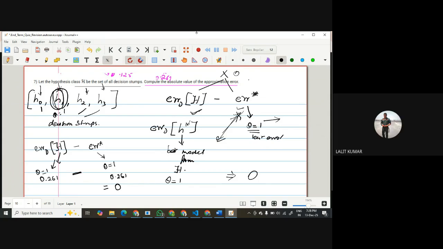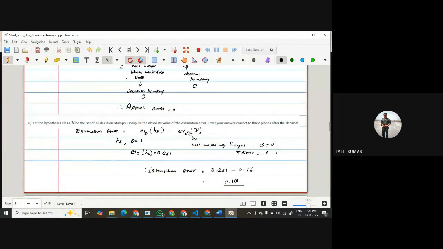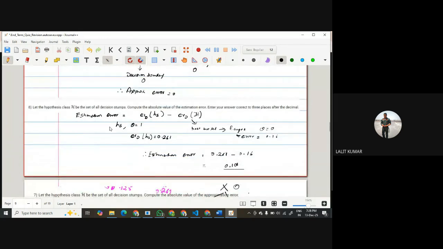Now we go to the next question. The point to note here is that it is not necessary that your best model will give zero error. Your best model can also have error. Now, the next question is: let the hypothesis class H be the set of all decision stumps. Compute the absolute value of the estimation error. The estimation error is the error on the test data set of the model which you have obtained from the training data set. Here we have obtained theta is equal to 1.